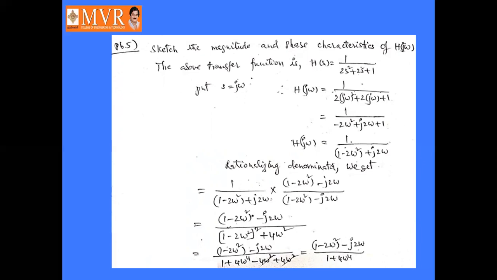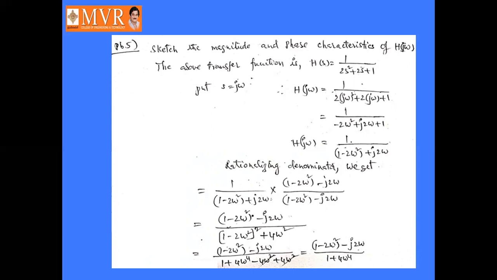So h of j omega is, replace s by j omega, so that it will become 1 by 2 into j omega whole square plus 2 into j omega plus 1. j square is minus 1, so that it will become minus 2 omega square plus j into 2 omega plus 1. Or we can write these real terms on one side and imaginary term on another side, so that it will become 1 by 1 minus 2 omega square plus j into 2 omega.